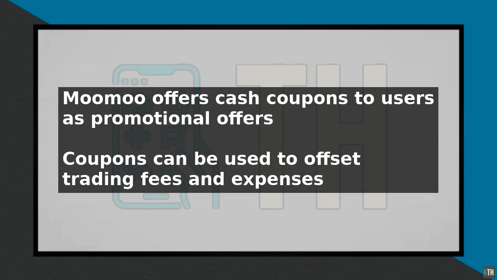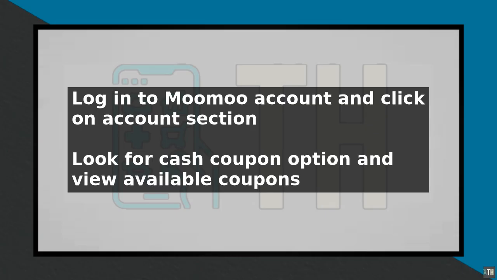In this section, you will see a list of available cash coupons that you can use. Each coupon will have a specific value and expiration date. Make sure to check the terms and conditions of each coupon before using it.